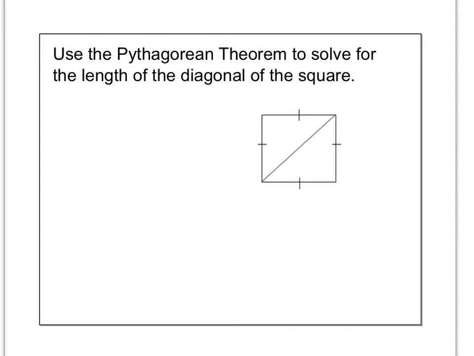Use the Pythagorean theorem to solve for the length of the diagonal of a square. One thing you know about a square is all the sides are congruent. So if one side is x, they're all x. The angles in a square are all 90 degrees, or right angles. The diagonals bisect those angles. And so this corner over here would be bisected into two 45-degree angles, and same with down here. The diagonal of a square will bisect the angles.